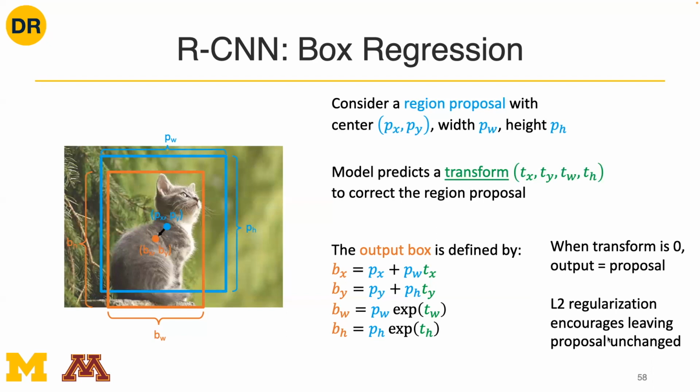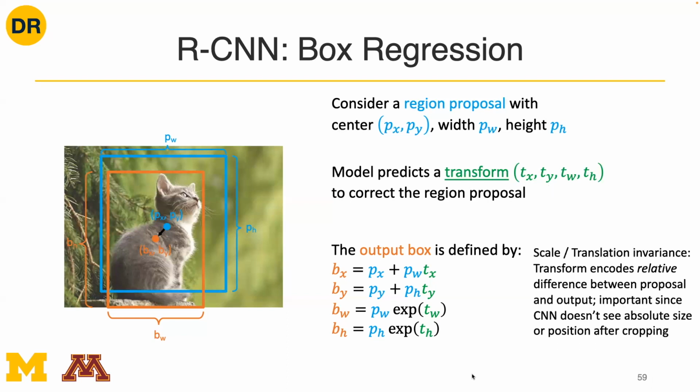So using L2 regularization with this definition of output for how you would predict a bounding box is encouraging the network to default to the region of interest bounding box, and only try to change it if it really is beneficial to your overall performance during training. So that's a nice intuitive property of this definition of bounding box transform.